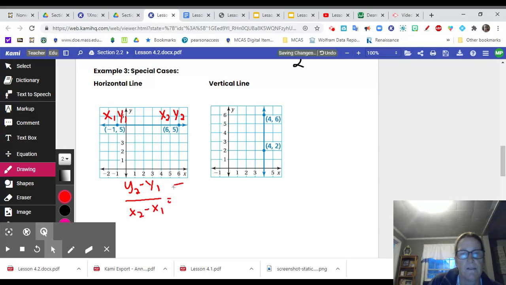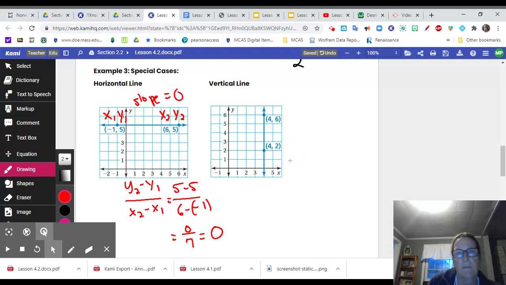5 minus 5. 6 minus negative 1. I get 0 over 7. Well, if you grab a calculator or think about it, 0 divided among 7 people, everyone gets 0. So 0 divided by anything is 0. So this, we say, has a slope of 0.